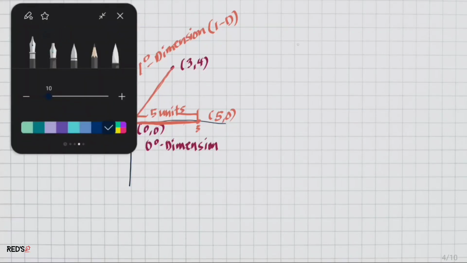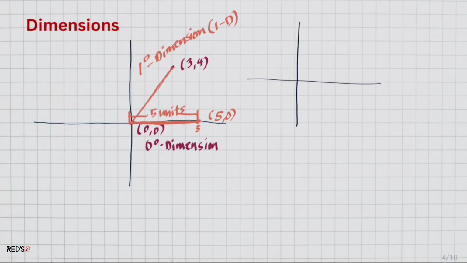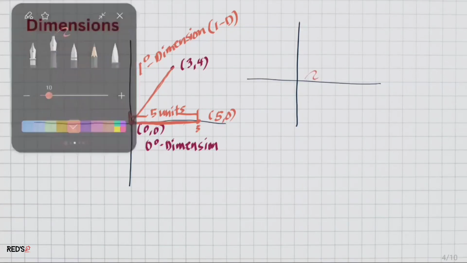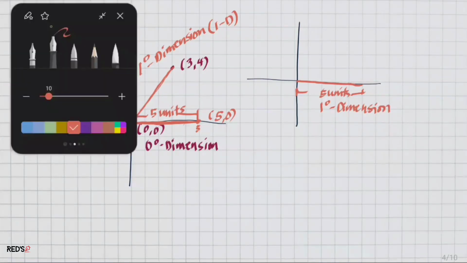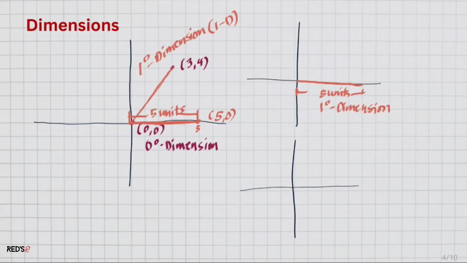Another example may be this one, another clearer example. So let's say here we are making this one, a line that we did earlier. So we have here 5 units. So that's your 1-degree dimension, or 1D. Now, that can also be done in the y-axis, of course. So we can also have it here. So this one here, 3 units up. So that is your dimension there.